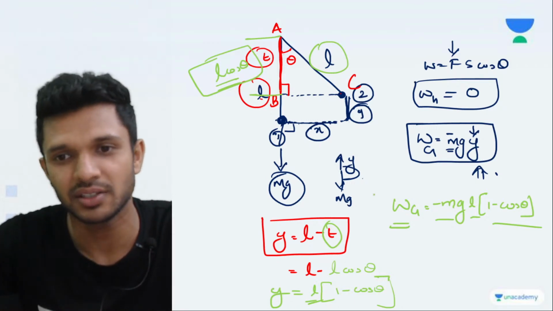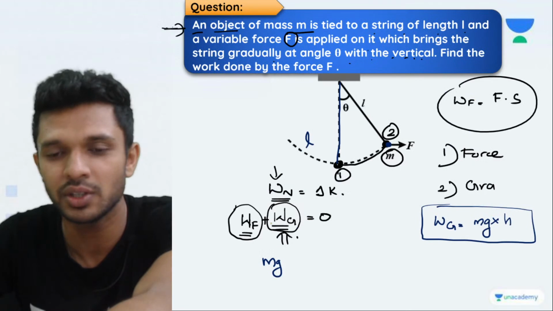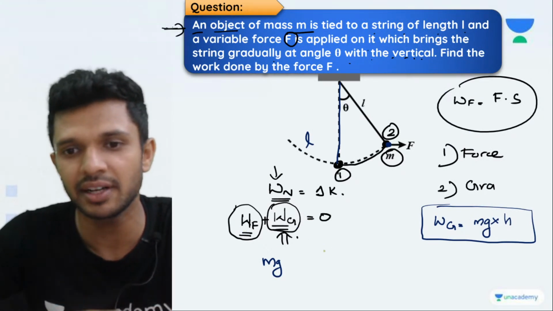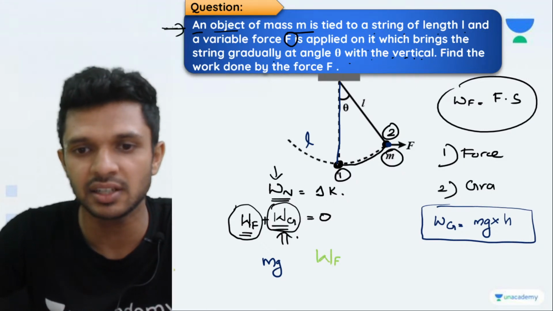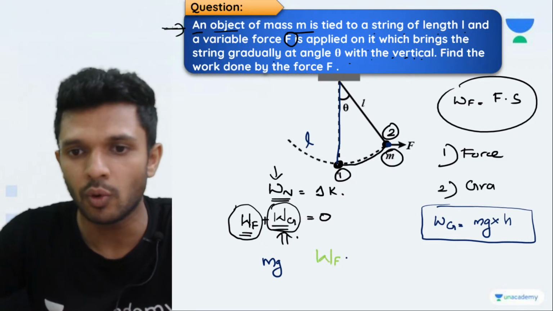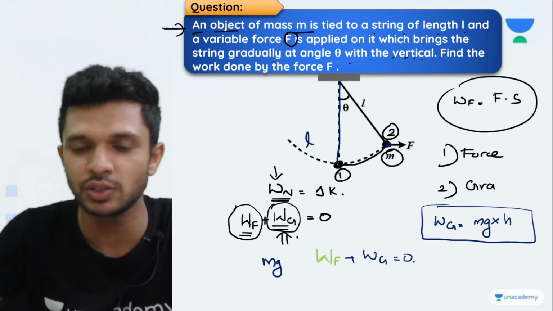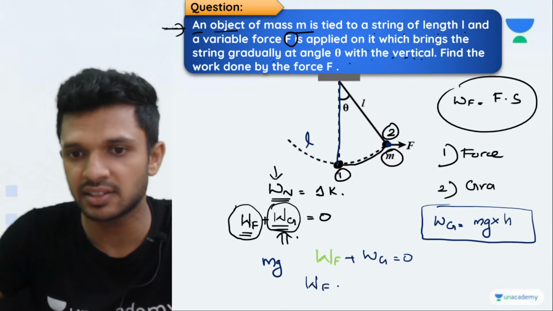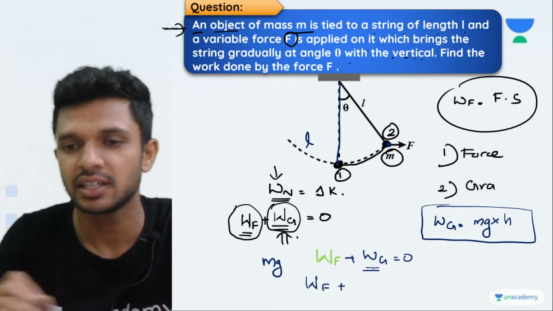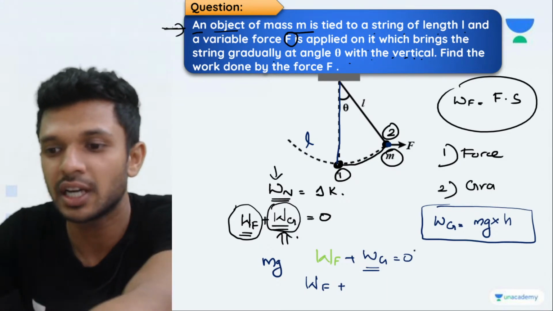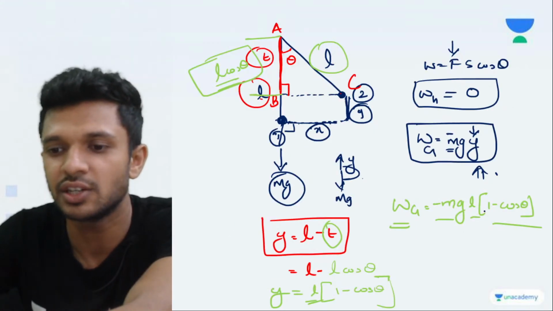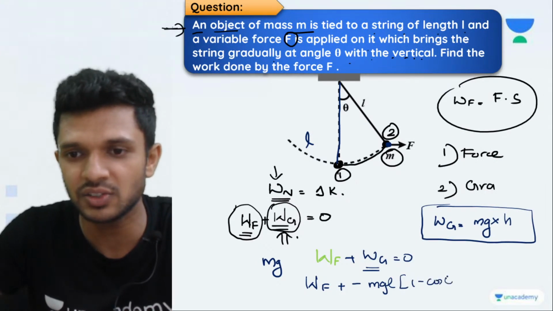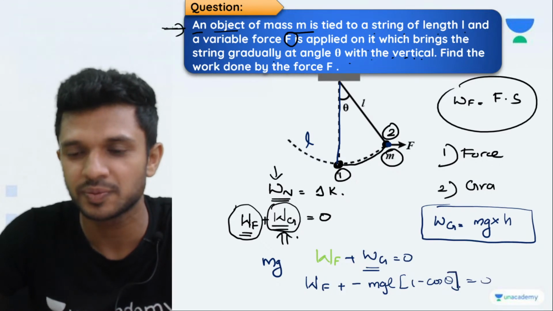Now, was this our question? Never. Our question was to find out the work done by the external force F. We already have written a formula: work done by the external force plus work done by gravity equal to 0. We already have proved and explained this, right? So, work done by external force plus work done by gravity, which we already know: minus mgl into 1 minus cos theta, equal to 0.